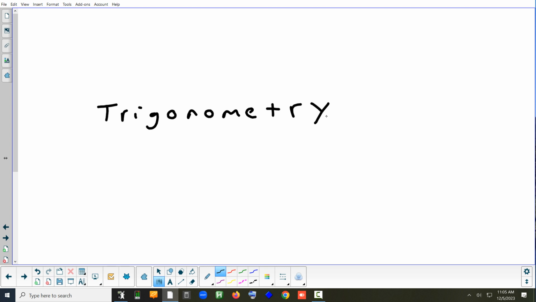Best way to figure out what it means is to break it down as much as you can, maybe into a prefix or a suffix, something that you recognize. Is there anything in that word that anybody recognizes yet? Try. Okay, what's that mean? Yeah, it means 3. So something to do with 3. Yeah, metry means measurement.